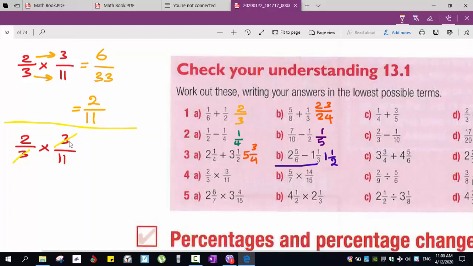So what did we do here? Divide by 3, it will be 1. Now let's see what we have to deal with. We have only 1 left over here. 2 times 1 is 2, and 1 times 11 is 11. Look, we got the same answer.